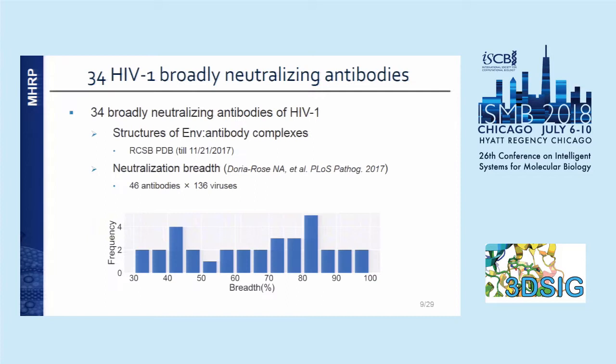So first, we have 34 HIV-1 broadly neutralizing antibodies. Those antibodies have their envelope-antibody complex structures resolved, and their neutralization breadth has been experimentally defined. On the bottom, I show the distribution of the neutralization breadth of those antibodies, which neutralize from 30% to almost 100% of circulating viruses.